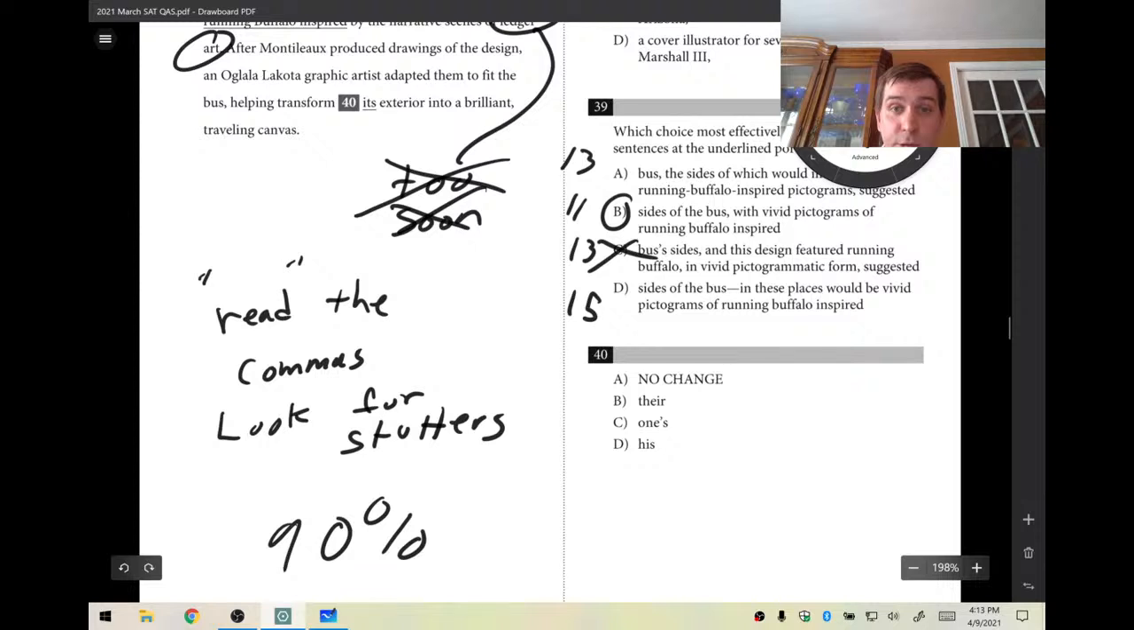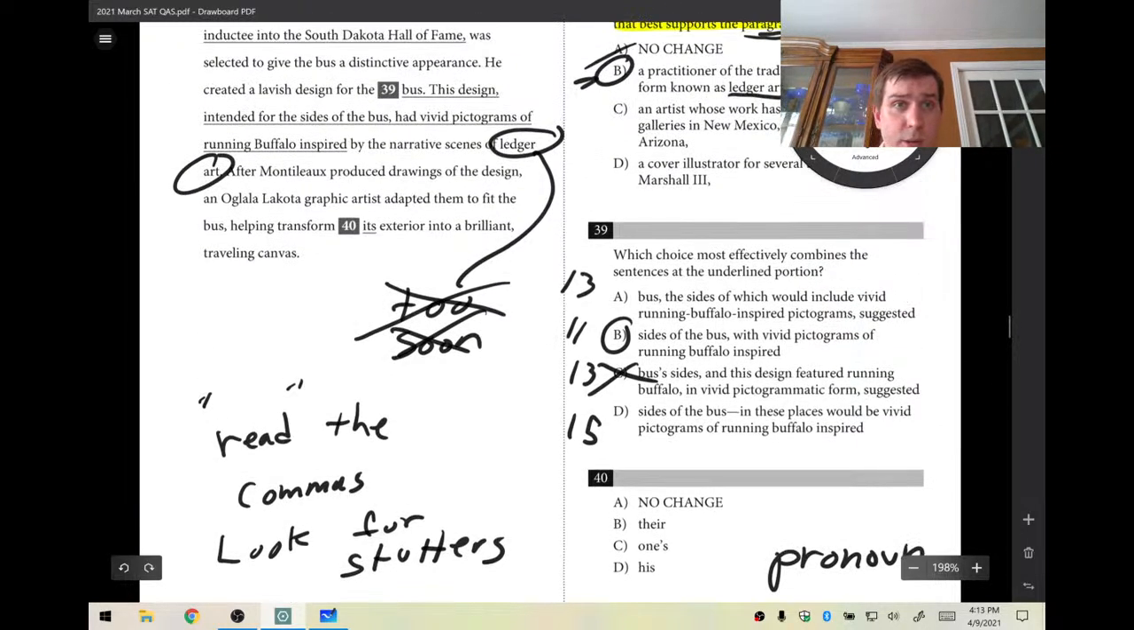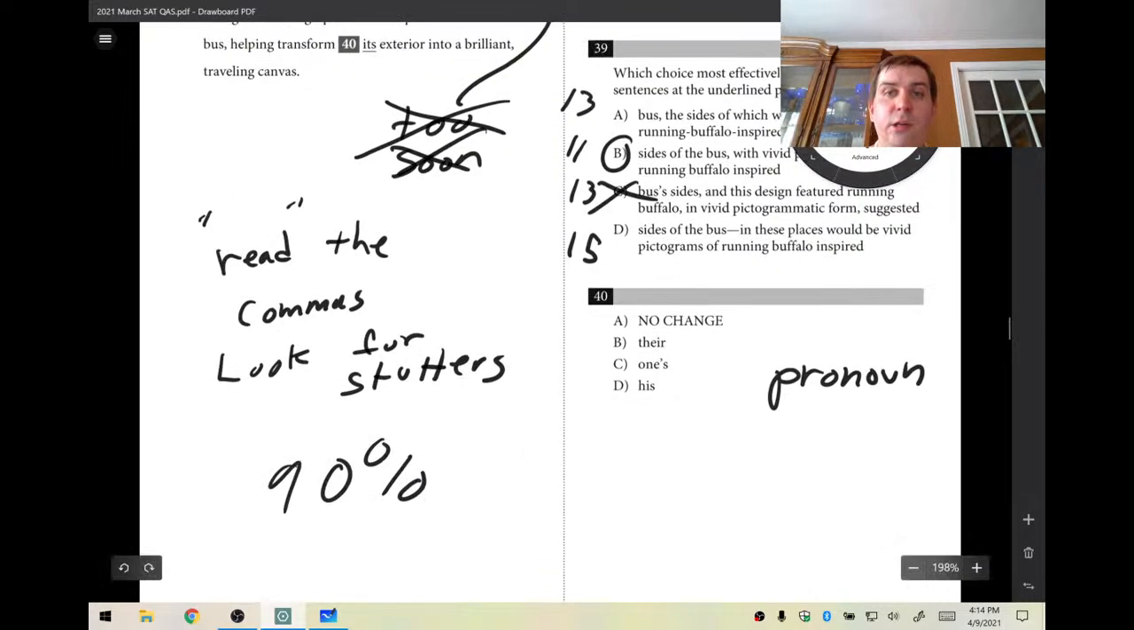All right, let's look at 40. This looks like it's a pronoun question. I see some pronouns. All right, I'm going to read the sentence as written. After Montello produced drawings of the design, an Oglala Lakota graphic artist adapted them to fit the bus, helping transform its exterior into a brilliant traveling canvas. So they're testing you on pronoun antecedent agreement. Can we use the pronoun its to refer back to, what would our antecedent be?